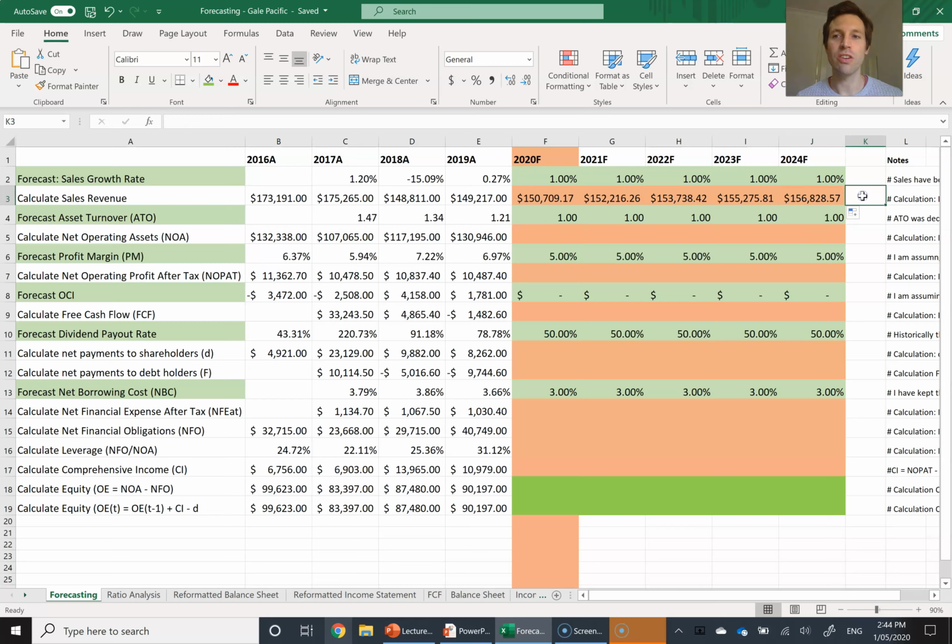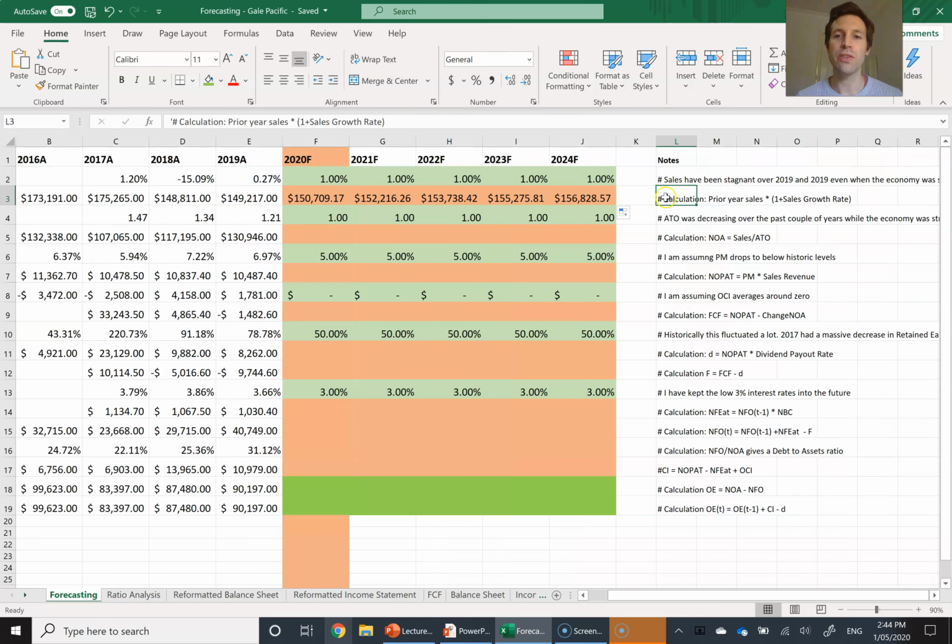If you look at the spreadsheet to the right here where I've got the notes, I've put all the different calculations that we need to do as well. So if you don't understand why I've got the calculation, I've also put the formula here, which is from the slides and the forecasting template.